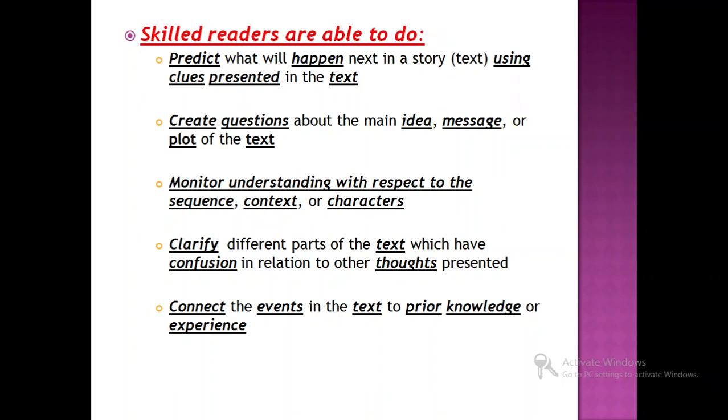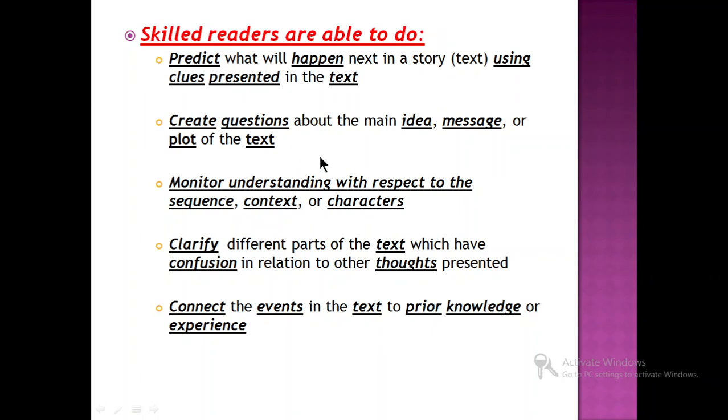क्या मैं गलत हूं? After having a scene of a movie, you can predict whether this actor will die after being shot by the gun or not. हम ये प्रेडिक्ट कर लेते हैं यदि मूवी में किसी कैरेक्टर को गोली लगी है कि वो गोली लगने के बाद जिंदा रहेगा या नहीं, because of some clues being presented while shooting or while writing something. This is the first thing which skilled readers are able to do.